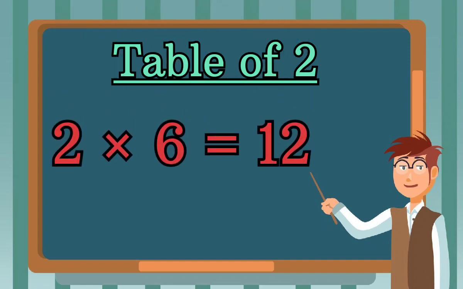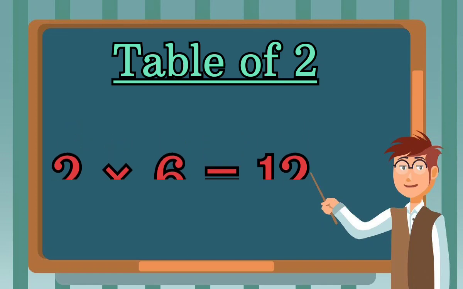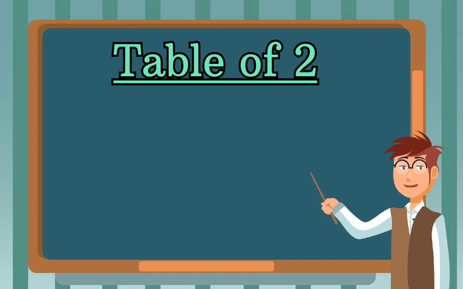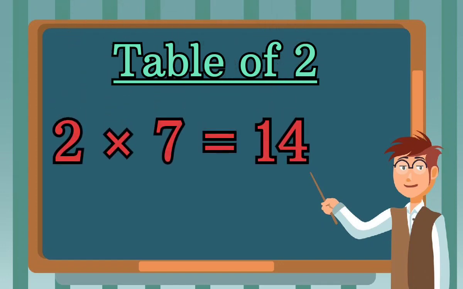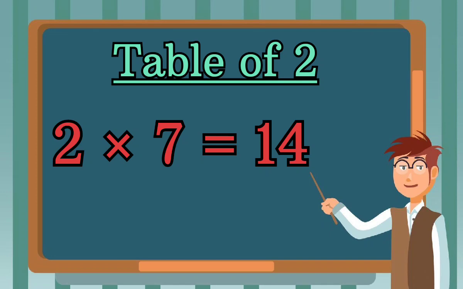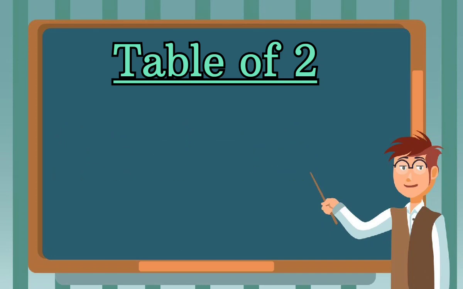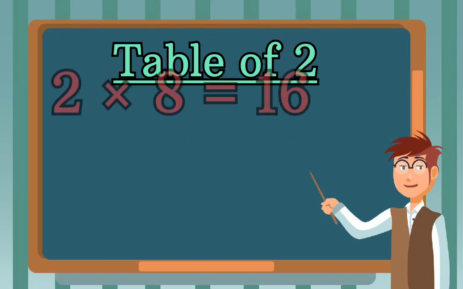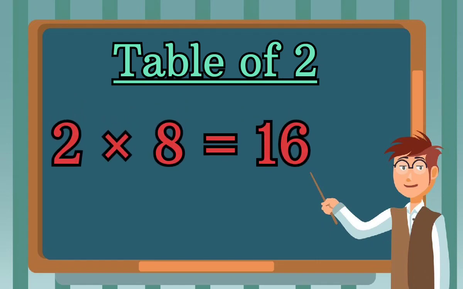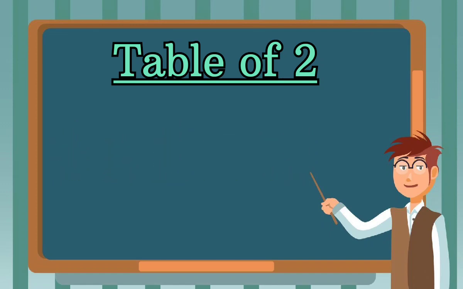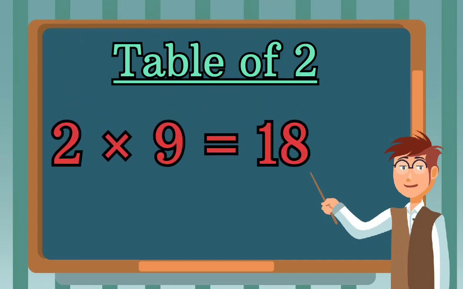Two sixes are twelve. Two sevens are 14. Two eights are 16. Two nines are 18.